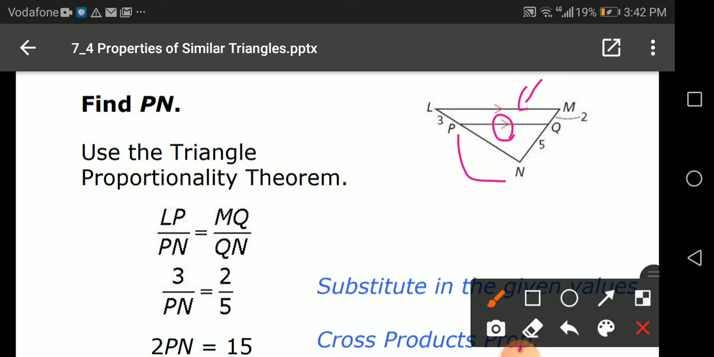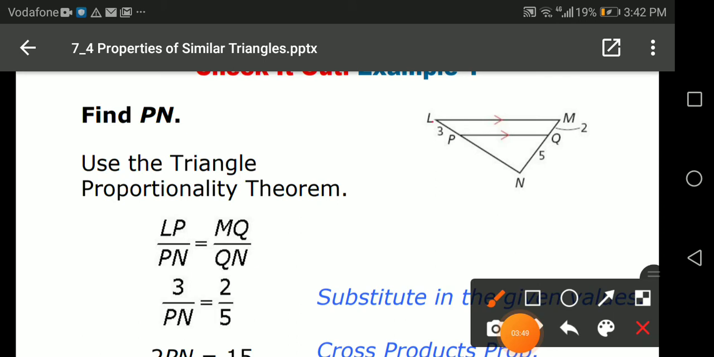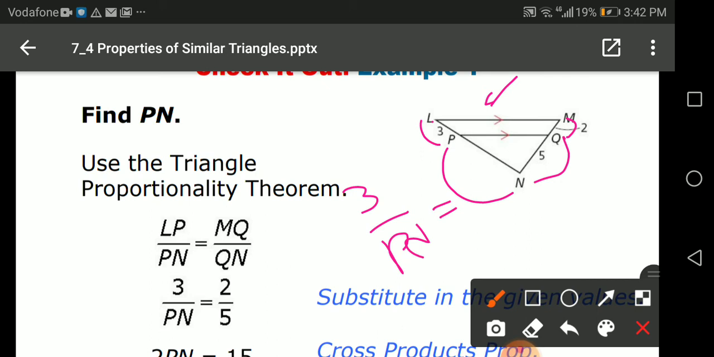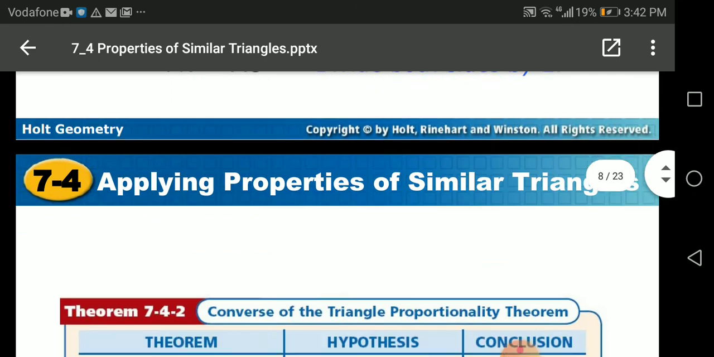So I will say LP, starting from the side of the triangle. So I say LP over PN is the same as MQ over QN. LP here is 3, over PN, which I want to know, equals 2 over 5. 3 times 5 equals 15, equals 2PN. So 15 equals 2PN, so PN equals 15 over 2, which is 7.5.